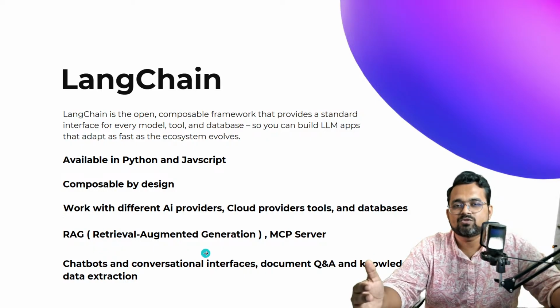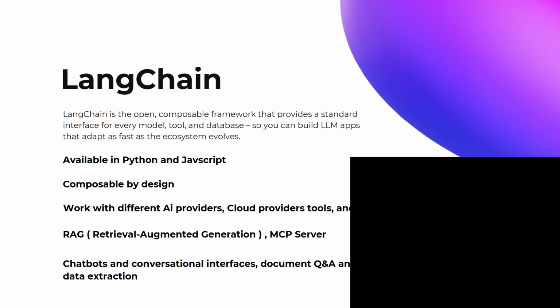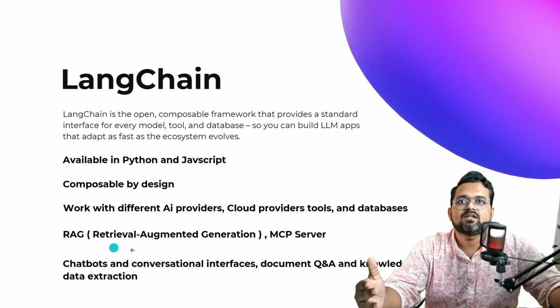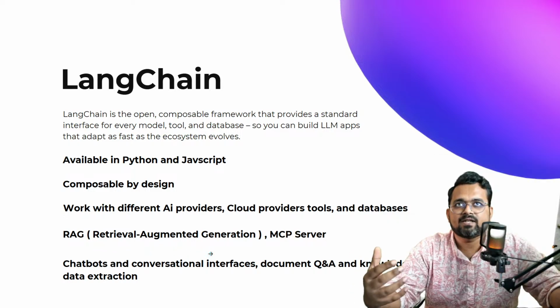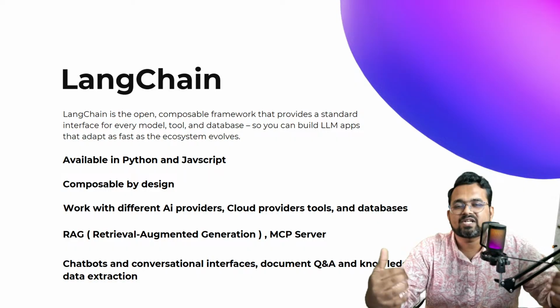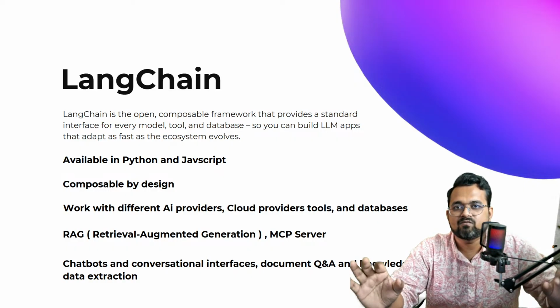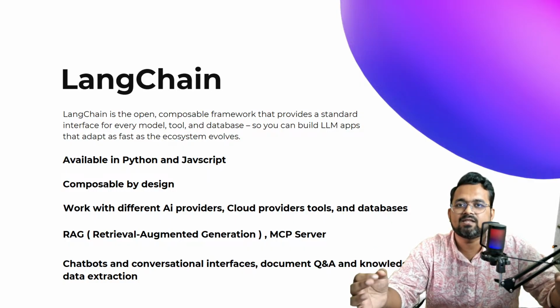RAG is one of the most important things in generative AI, and it is widely used in LangChain. The thing about RAG is that an LLM is mostly dumb. It doesn't know everything. So if you have some private information, you can feed that in through RAG. With the help of RAG, you can feed it into the LLM, and then the LLM can answer your queries.